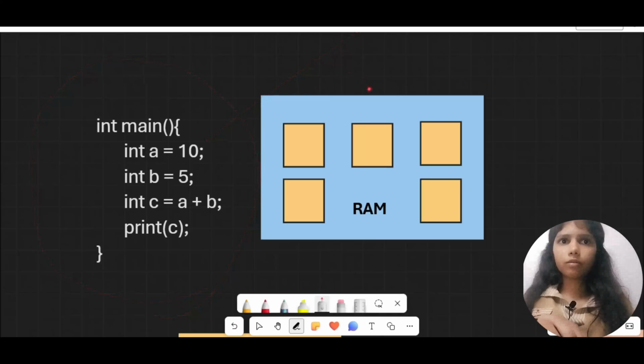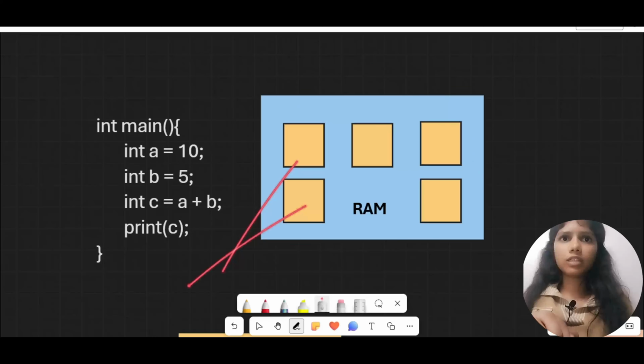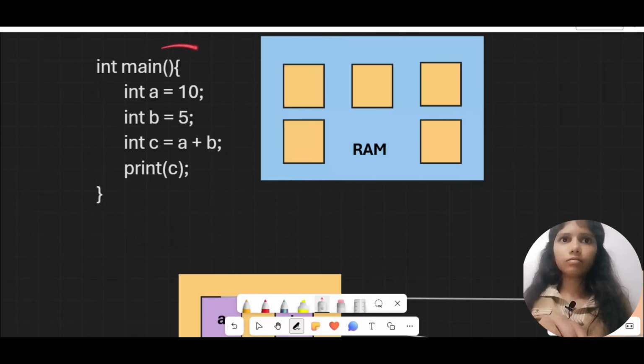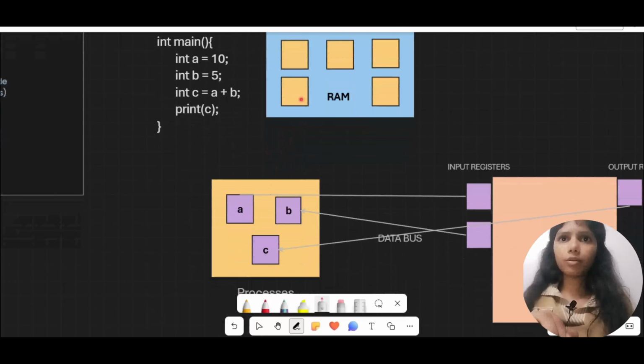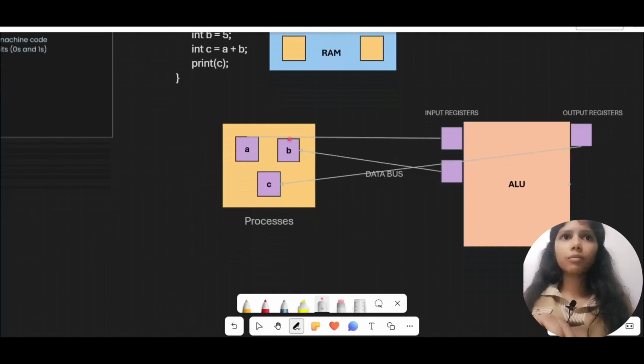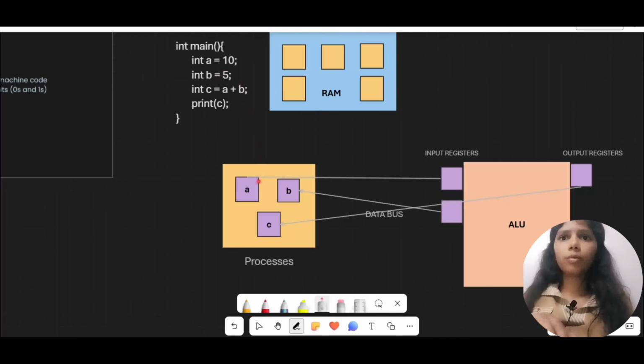Let's see the mechanism of how it works. First, the ALU takes input from the input registers through the data bus. The data bus transfers the data; it is like a transport mechanism where a comma b goes through the input registers and performs a certain operation. Here we have declared a is equal to 10, b is equal to 5 and c is equal to a plus b. So the operation performed is a plus b, which means it performs 10 plus 5.